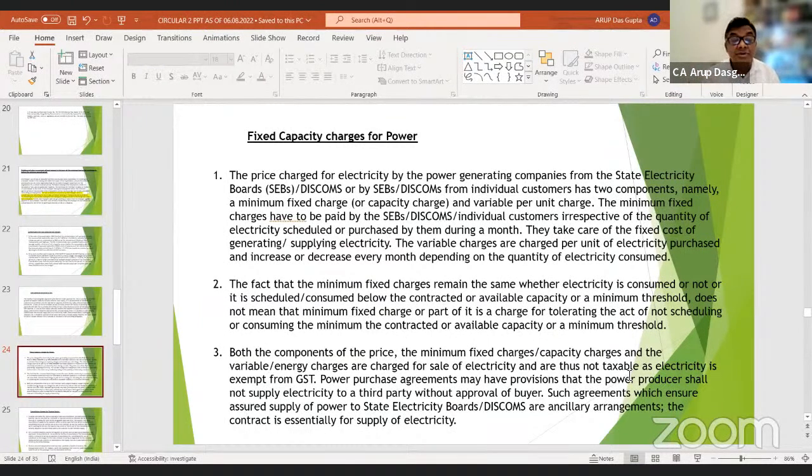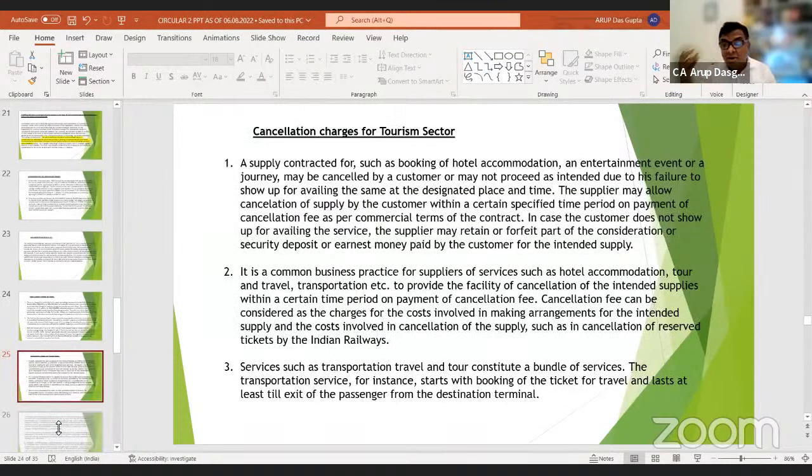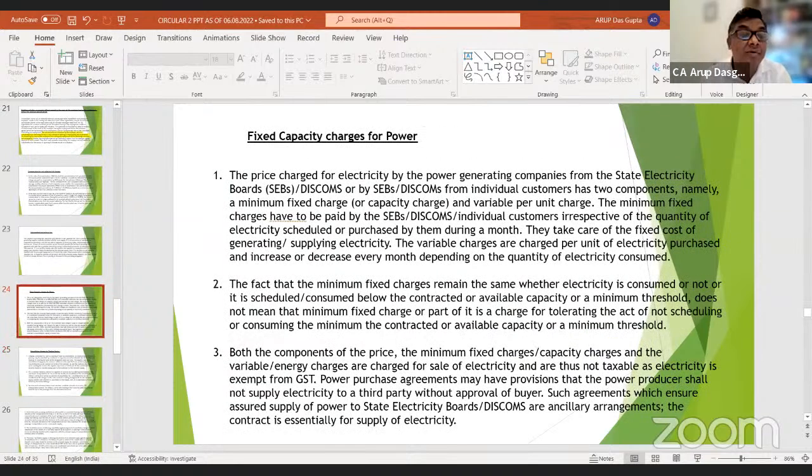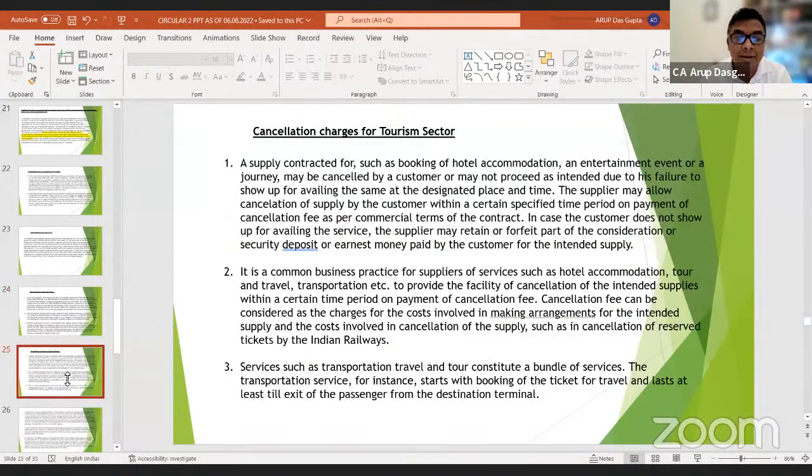Okay, such agreements which ensure assured supply of power to the state board are ancillary agreements that contract essentially for supply of electricity. If I don't give the minimum guarantee amount to these discoms, then they're not going to survive, and that's why this is there. And so it is opined that this is not going to be in the nature of a levy, because this is included within the electricity services, the electricity charges.